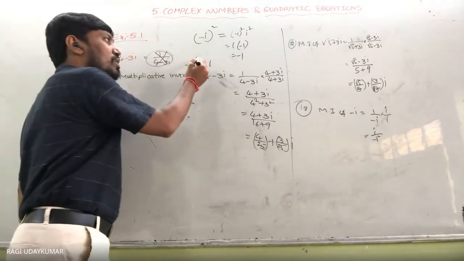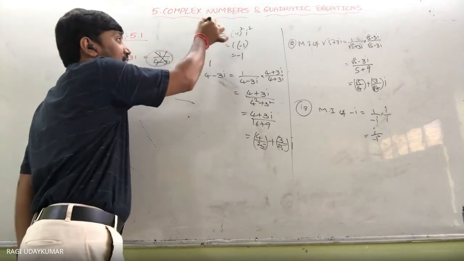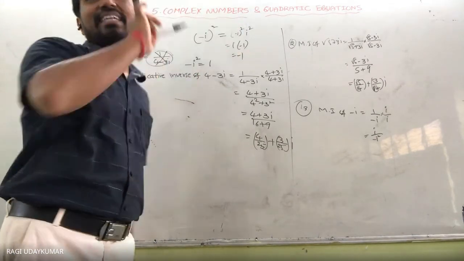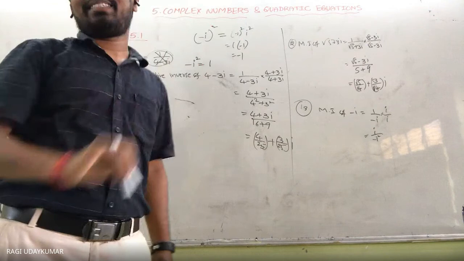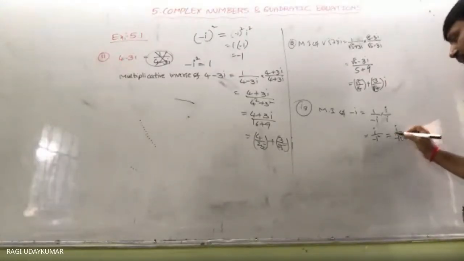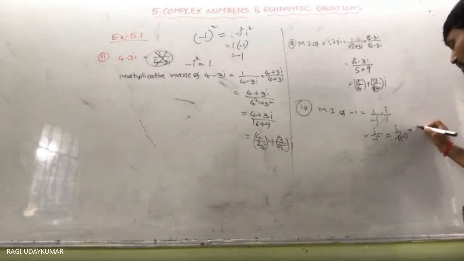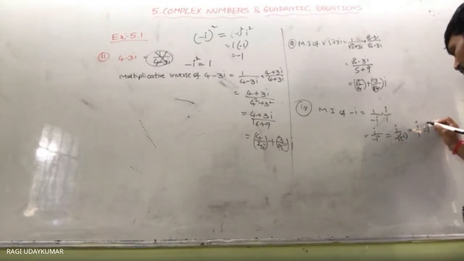Here the square is only for i, not for the minus. Here the square is there for the minus as well as i. So the minus i whole square value is minus 1 into minus 1. The i square value is minus 1, and with the other minus 1 it becomes plus 1. So i by 1 is equal to i. The multiplicative inverse of minus i is plus i.